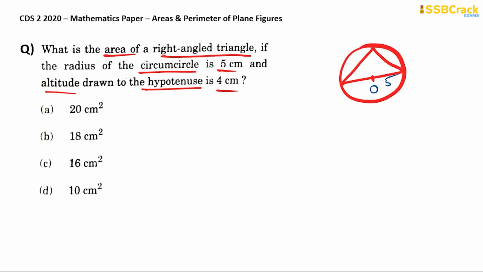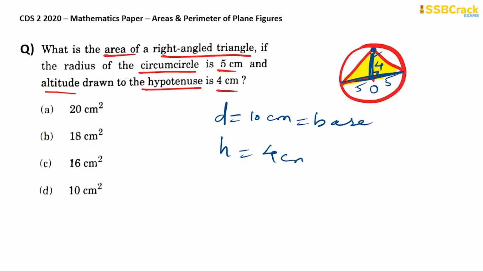Radius is known, 5. And we also know that there is an altitude drawn to the hypotenuse. So from this vertex, the right angled vertex, there is an altitude. So you could easily see that for this right triangle, we know the base. What is it? Base is this diameter. So D is 10, and this is nothing but the base of the triangle. And height, we can take this as the altitude. This altitude is known to us. It's 4 centimeters.